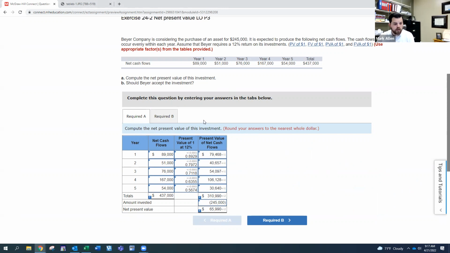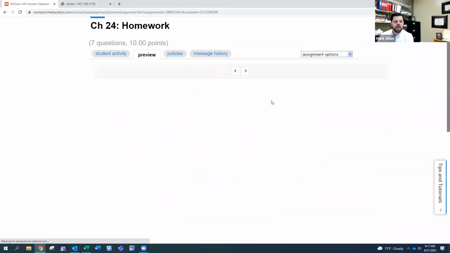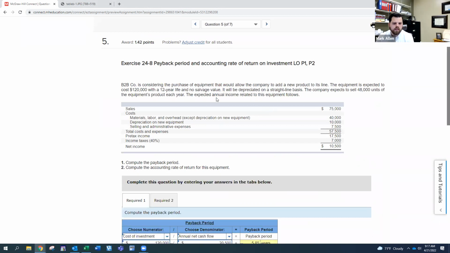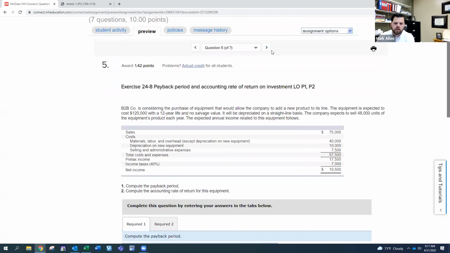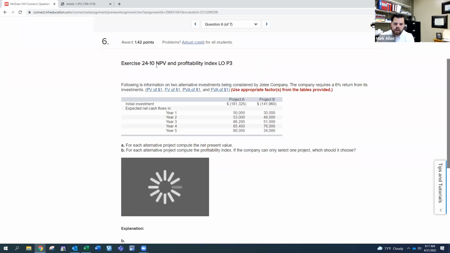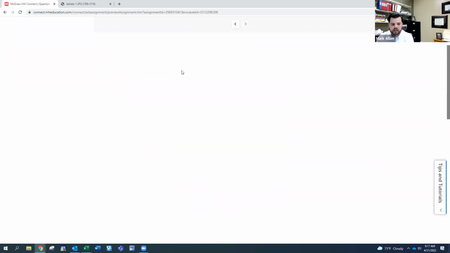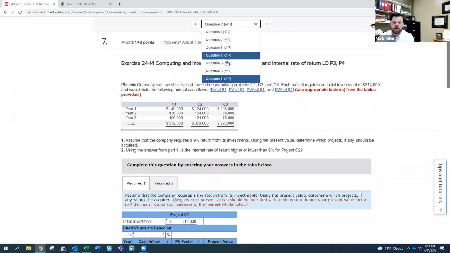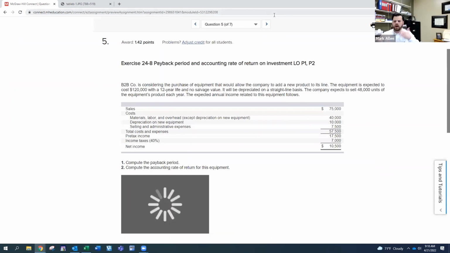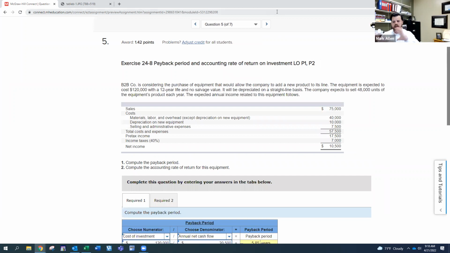Don't make that investment. Now, number 5, we're going to start combining a couple of things. We got another payback problem, and this one's going to be tied in with accounting rate of return. And you'll notice as we go through the next couple, the next one's got NPV and profitability index. The next one's got another NPV and internal rate of return. So these last couple just pull a lot of the things that we've been doing so far into combination problems, which are always a lot of fun.